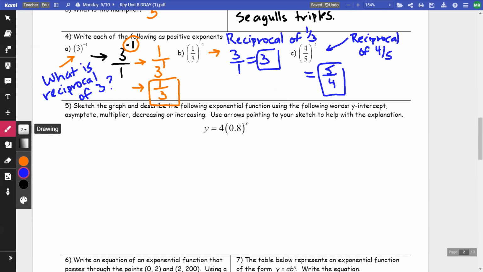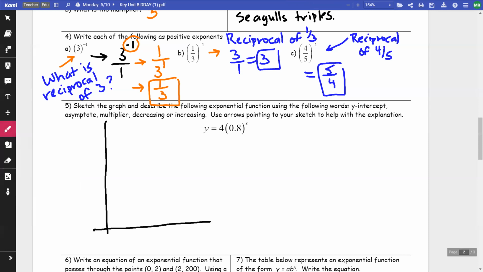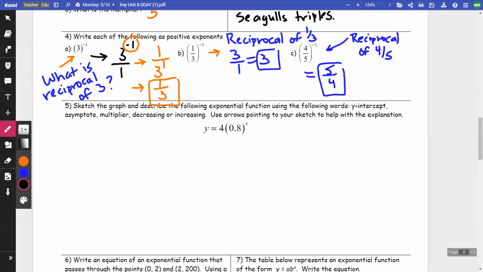Okay, on number 5, it says sketch the graph and describe the following exponential function using the following words: y-intercept, asymptote, multiplier, decreasing or increasing. Use arrows pointing to your sketch to help with the explanation. So I'm going to draw an L-shaped graph. Let me draw a better L-shaped graph. I'm going to grab my shapes.